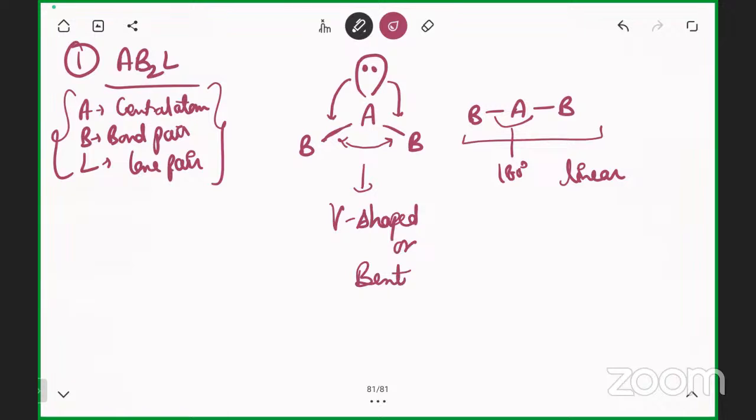Clear? When one central atom, two bond pairs, and one lone pair are present, then we write AB2L, and the shape will be V shaped or bent shape. And examples you can see are SO2, O3, SnCl2. These are the examples. S is the central atom, O is the bonded atom, and one lone pair is present.